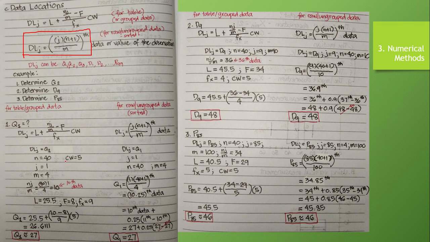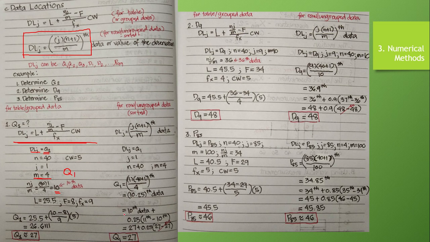Now recall the table of the grouped data and the ungrouped data. So if we will solve first for the grouped data, now to get our DL sub j, since we are looking for Q sub 1, our DL sub j is Q sub 1, which means our j is equal to 1. Then since we are calculating for the quartiles, we will use an M which is equal to 4. And then our Nj over M is 40 times 1 divided by 4, and that's 10, which means our Q sub 1 is at the 10th value.